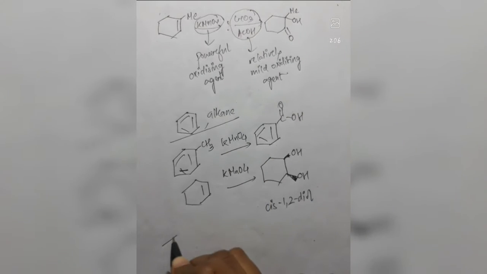Your KMnO4 dihydroxylates the alkene, the double bond, and we get two OH groups, that is cis 1,2 diol. Cis means this OH and this OH will be on the same side. That means when this potassium permanganate reacts with this, what we will get? We'll get a dihydroxylated product. That means when this reacts with KMnO4, the product that we get is Me and OH and OH. This is a glycol. Now let us see the mechanism.